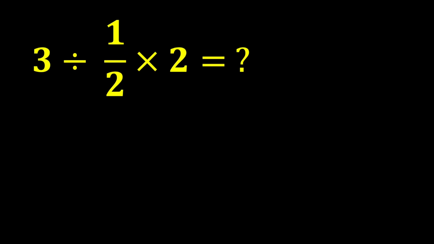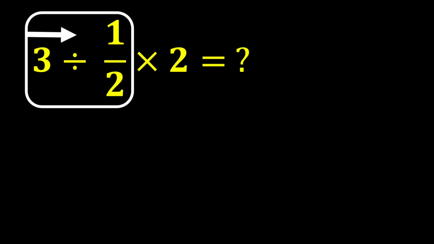3 divided by 1 over 2 multiplied by 2. Now, in this expression, there is both multiplication and division. According to PEMDAS, since multiplication and division have equal priority, we move from left to right, and whichever operation we reach first, we perform it first. Now, in this expression, if we move from left to right, we reach the division first, so we first perform the division, and then perform the multiplication.